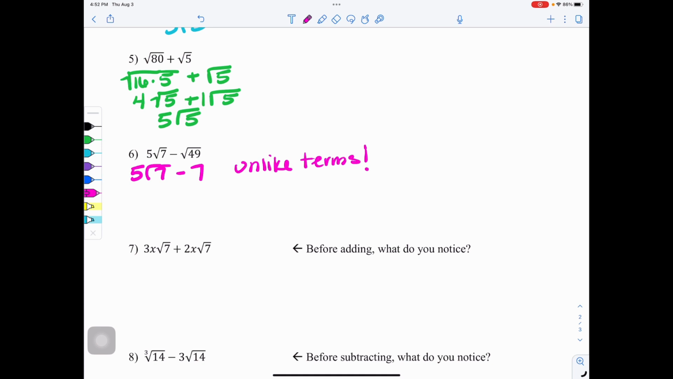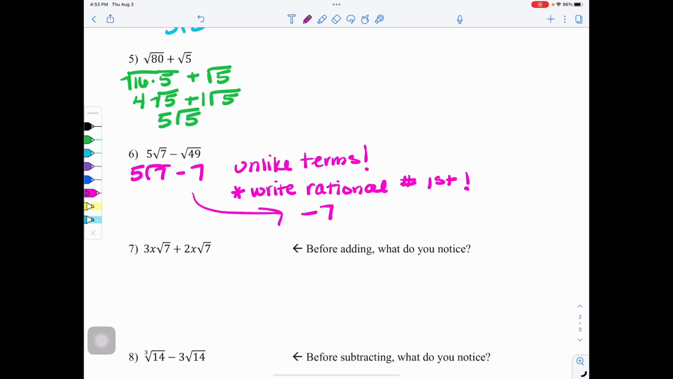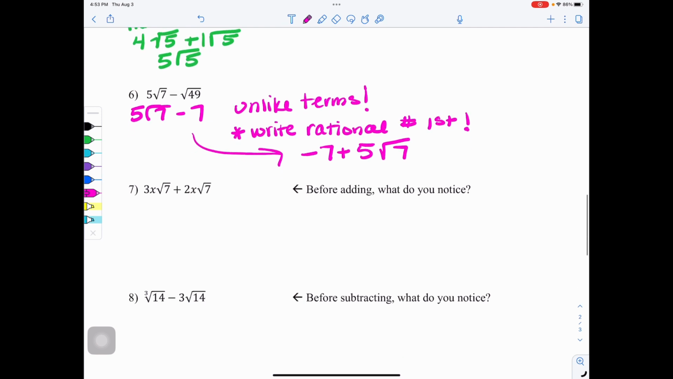And there's a special little note about how to write this. If you're not careful, it could look like the minus 7's underneath the radical. So rule of thumb, we're going to write the rational number first. So the way we really want to write this answer is negative 7 plus 5 square root 7. And that's definitely something we want to get used to because that will come up in future lessons. Now let's look at number 7.